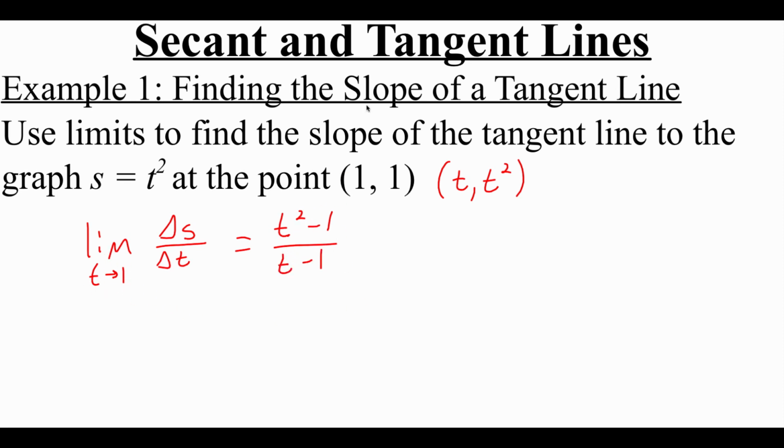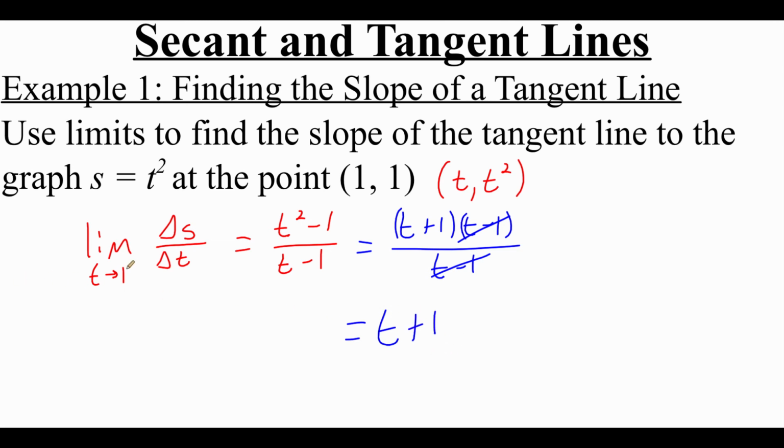Now on top, we should be able to factor that out. That's a difference of perfect squares. So we're going to get t plus 1 and t minus 1, and then our denominator is still that t minus 1. Now on top and on bottom, because we have those t minus 1s, we're going to be able to cancel those out. So we end up getting t plus 1.